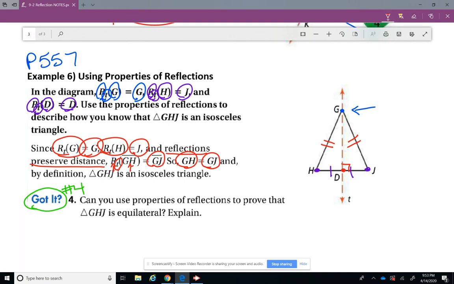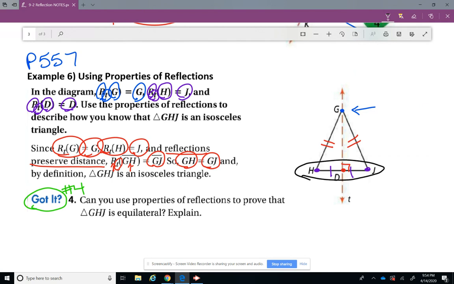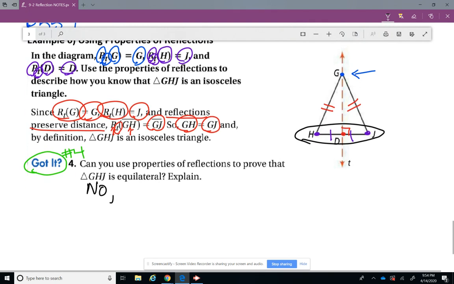All right. Now, this Got It number 4 is your Got It problem. Can you use properties of reflections to prove that triangle GHJ is equilateral? Now think about this. Do we really know anything about this being equal, HJ? Do we know that HJ equals GH or GJ? We don't. So can you use properties of reflections to prove that? No, we cannot. Well, let's put why.